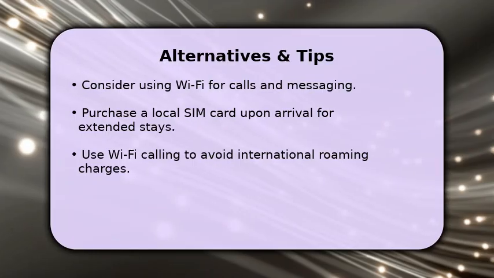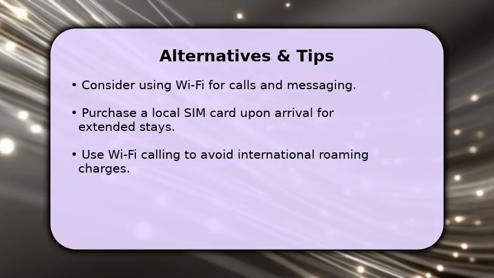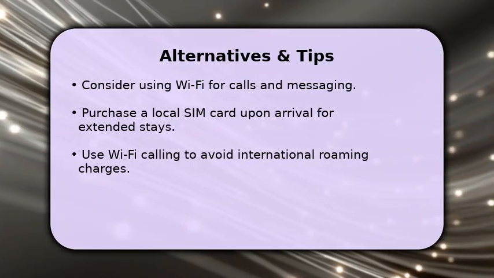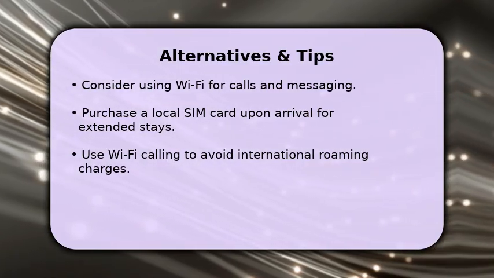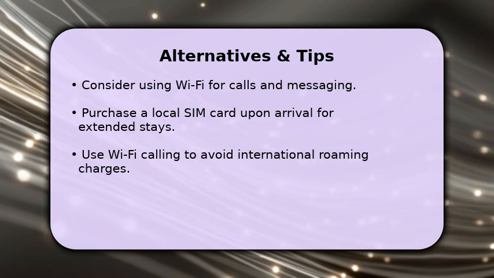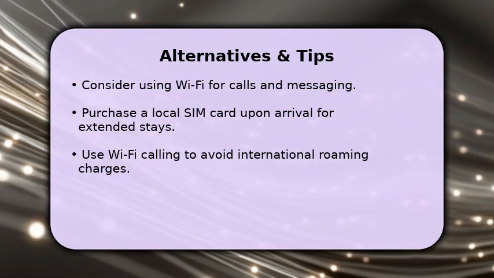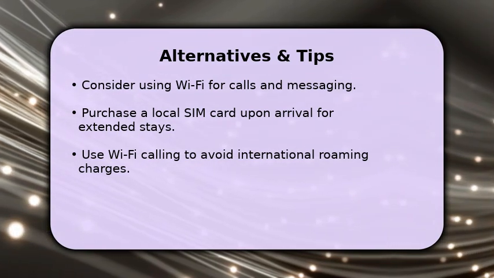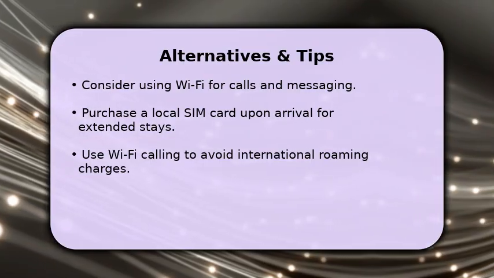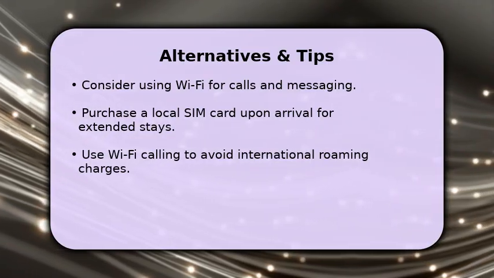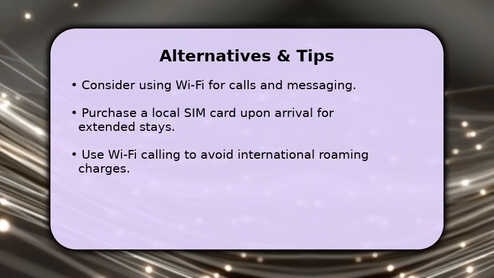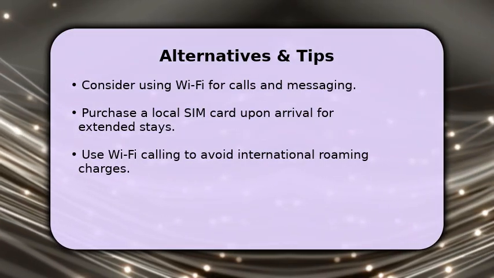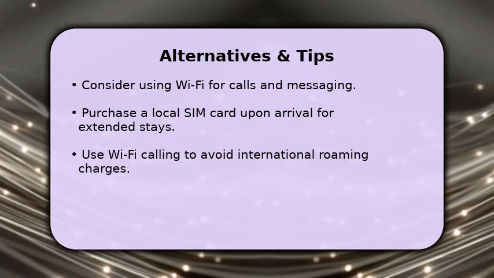While Up Roam is convenient, there are alternatives to consider. Using Wi-Fi for calls and messaging can significantly reduce your costs. For longer trips, purchasing a local SIM card upon arrival might be more economical. Remember to enable Wi-Fi calling on your device to make calls over Wi-Fi without using Up Roam credit. Also, turn off cellular data for apps you don't need while traveling to conserve your balance.